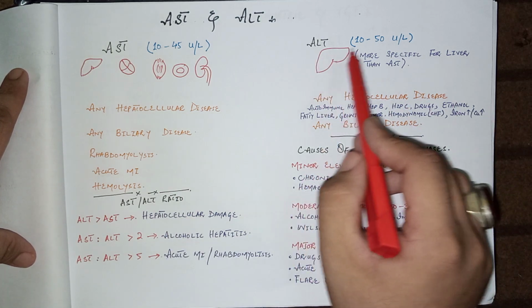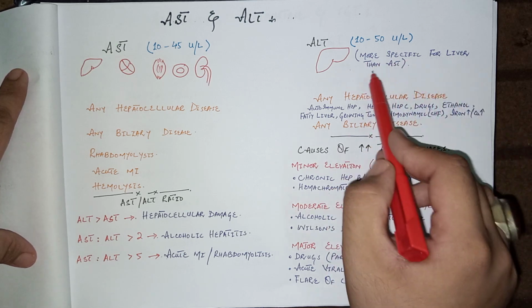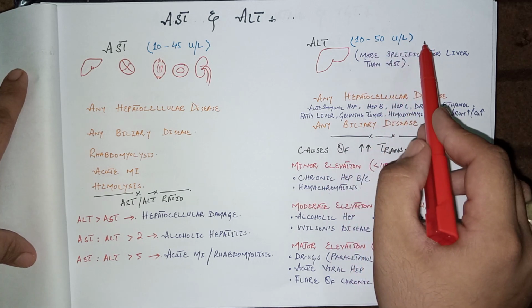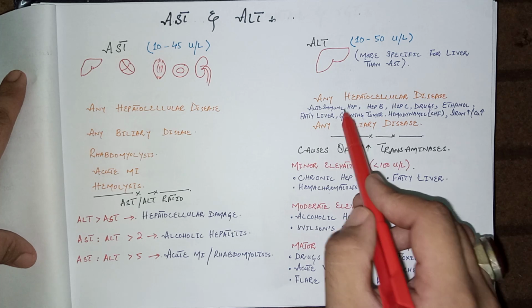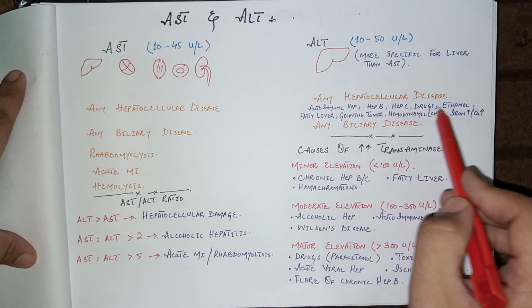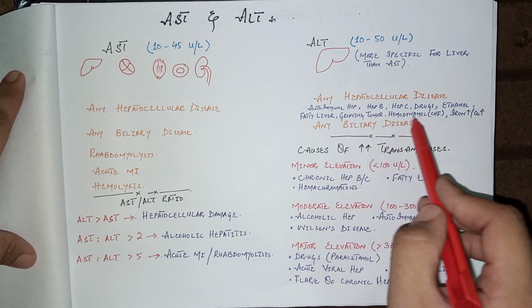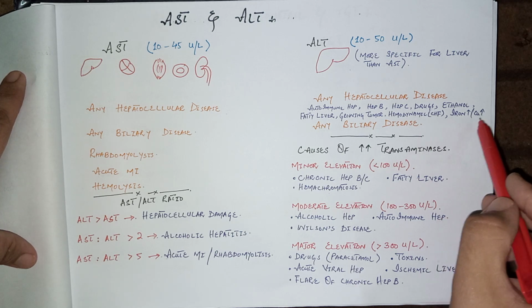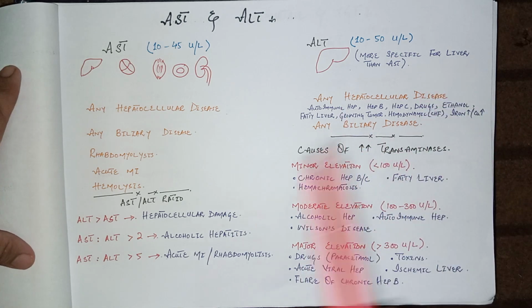Now come to the ALT. It is more predominantly found in the liver, so it is more specific for liver diseases than AST. The normal value is 10 to 50 units per liter. It is elevated in any hepatocellular disease like autoimmune hepatitis, hepatitis B, hepatitis C, drugs, ethanol and fatty liver, and any growing tumor in the liver, and hemodynamic states like congestive cardiac failure, excessive deposition of iron in hemochromatosis, and Wilson's disease, excessive deposition of copper in the liver, or it may be elevated in any biliary disease.